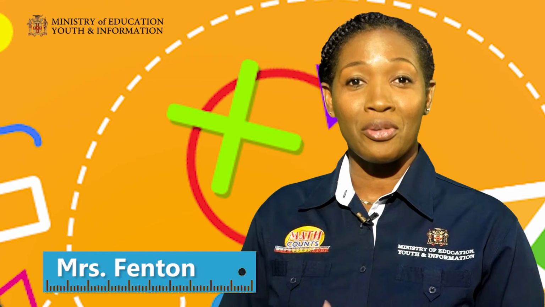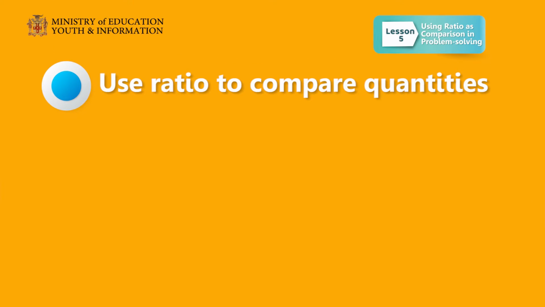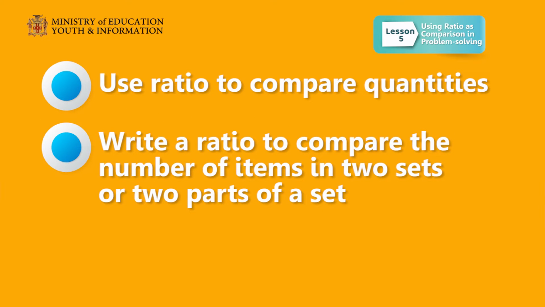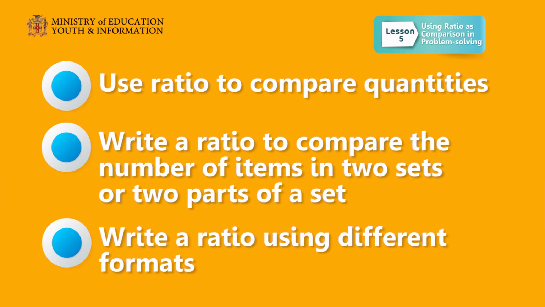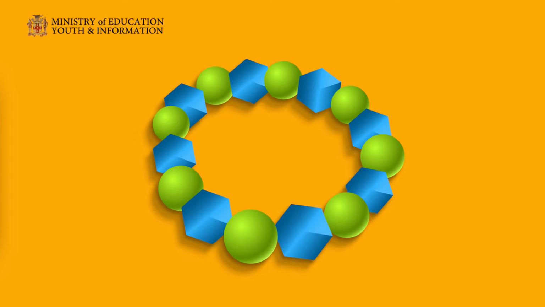Now when we are through exploring, we'll be able to use ratio to compare quantities. Write a ratio to compare the number of items in two sets or two parts of a set. Write a ratio using different formats, such as 1 to 5 or even as a fraction. Now, let's examine this beautiful bracelet.